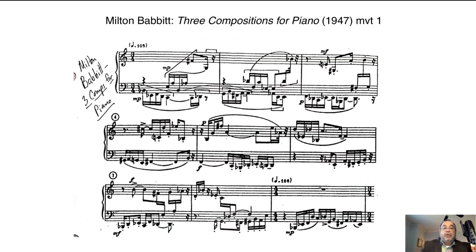Let's begin by looking at this piece by the American composer Milton Babbitt, who was a music professor at Princeton University and also a mathematics professor at Princeton University at various times in his career. This piece was written in 1947.